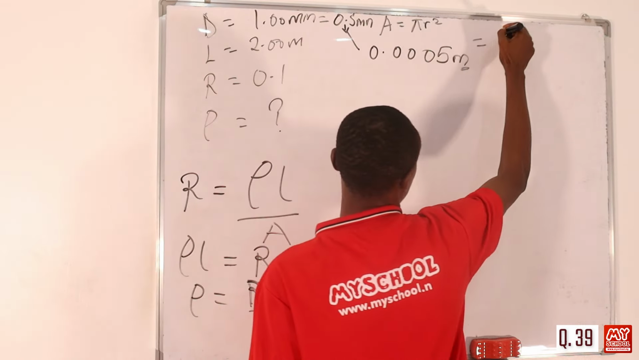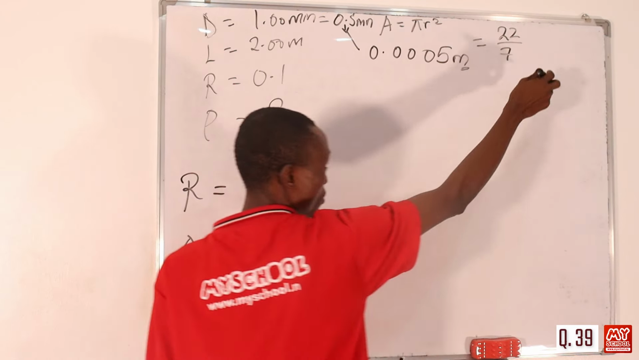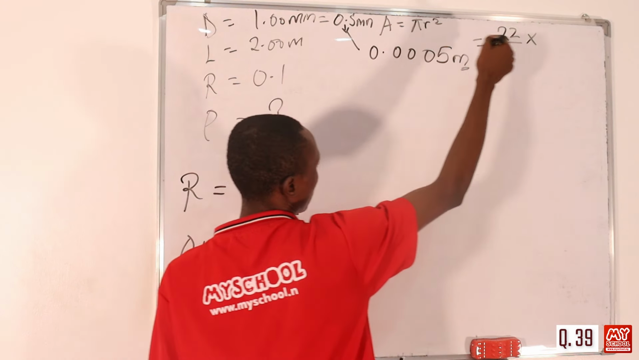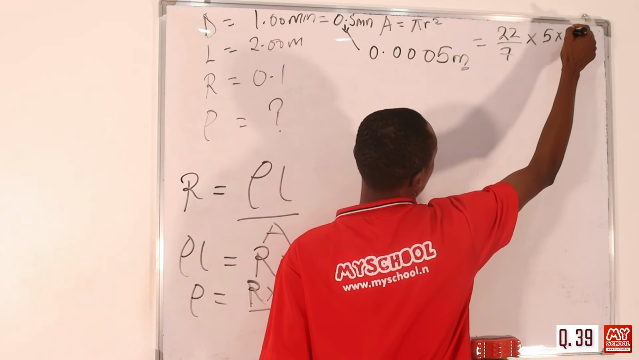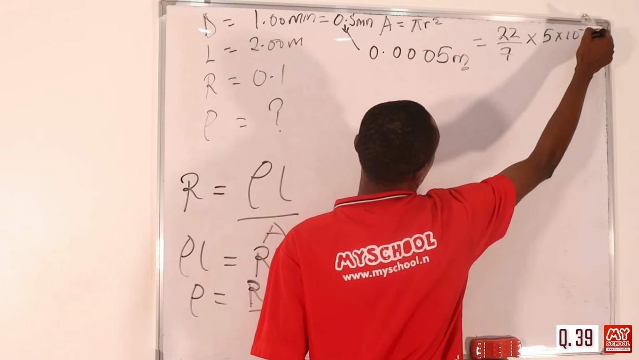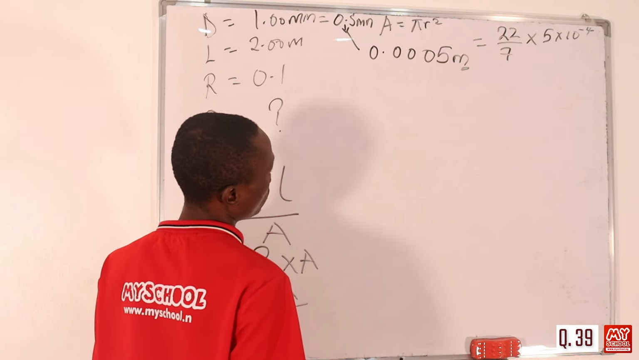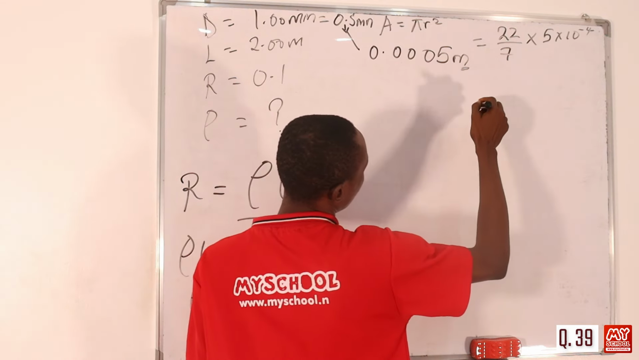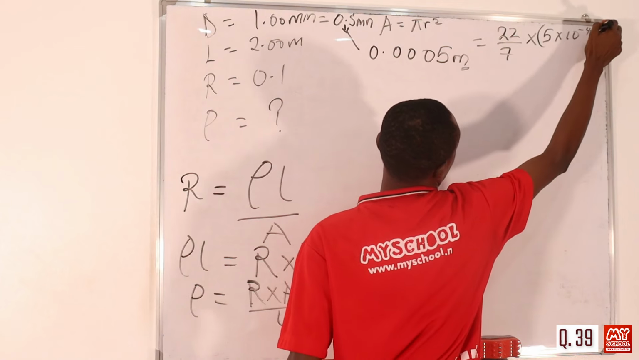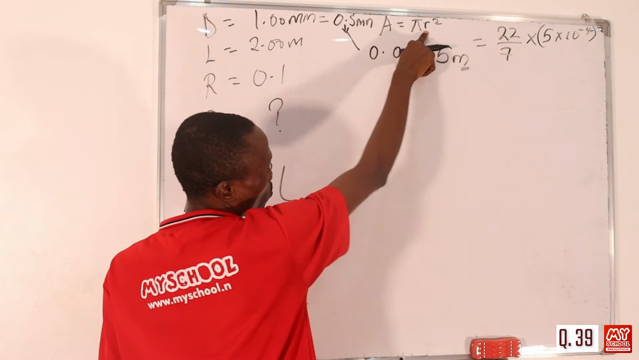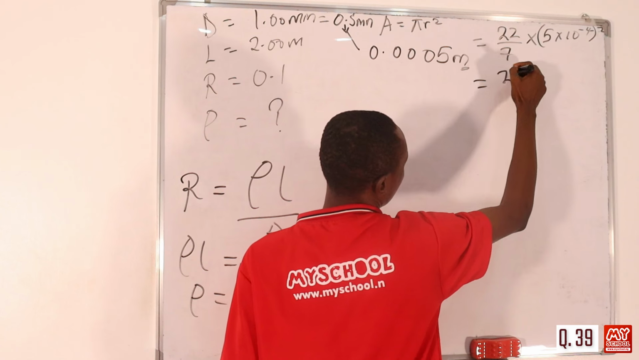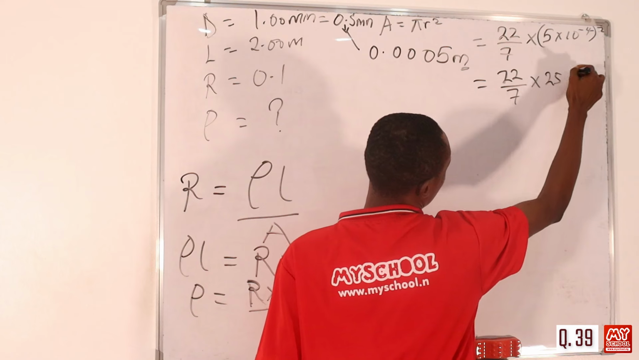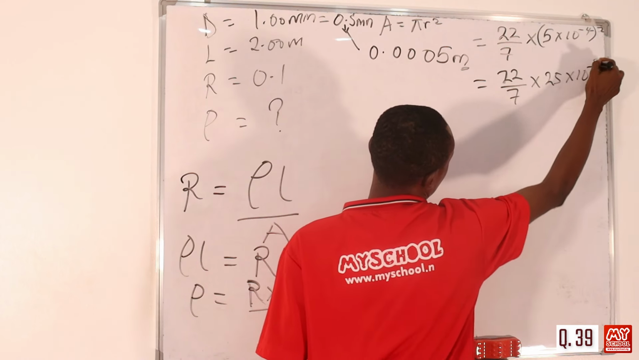Now, the next thing we can calculate is the area. So area here will be equal to 22 all over 7, then times, let's put this in standard form. If we put this in standard form, we'll have 5 times 10 raised to power minus 4. Of course, this is squared. Take note of that. This is squared because the radius here is squared. So here we'll have 22 all over 7 times 25, then times 10 raised to power minus 8.